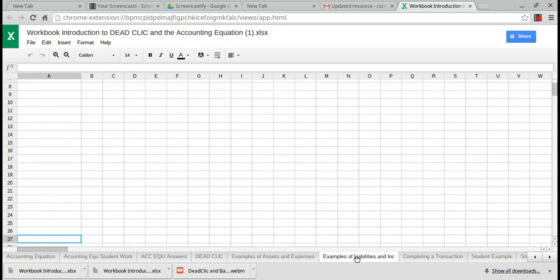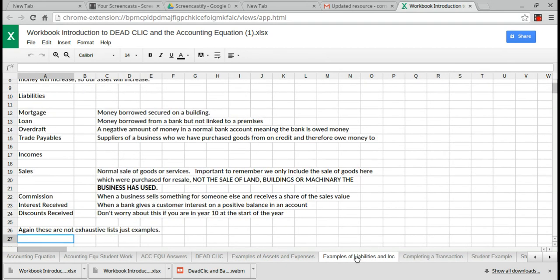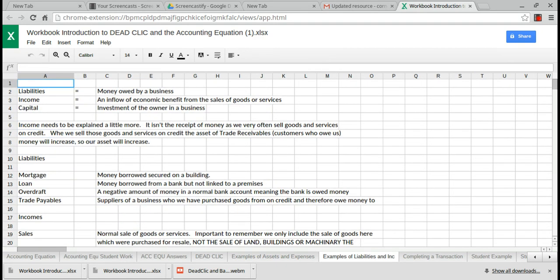Liabilities, that's basically the money that the business owes to other people. So, for example, to banks, to individuals, and capital. Don't worry about income at the moment. Capital, that's the money it owes to the owner of the business effectively, because that's what the owner of the business has invested in it. And I've put down here some examples.